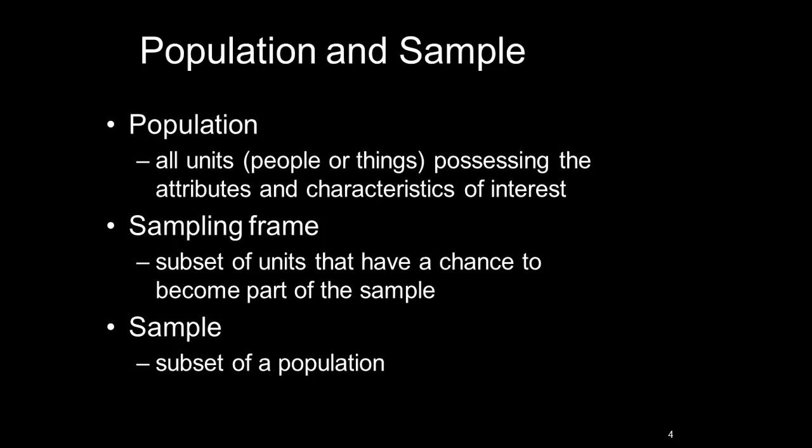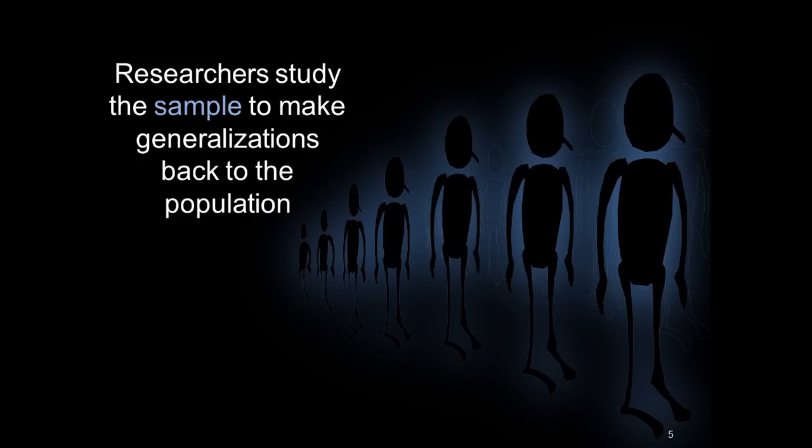The sampling frame, however, becomes the subset of those units, and anything that could potentially have a chance of becoming part of that sample. So we might be drawing from a few specific universities or something. And then the sample is the actual subset of the population which becomes part of the study after we've selected them. So when researchers talk about a sample, the important thing is that a sample allows them to make generalizations back to the population.